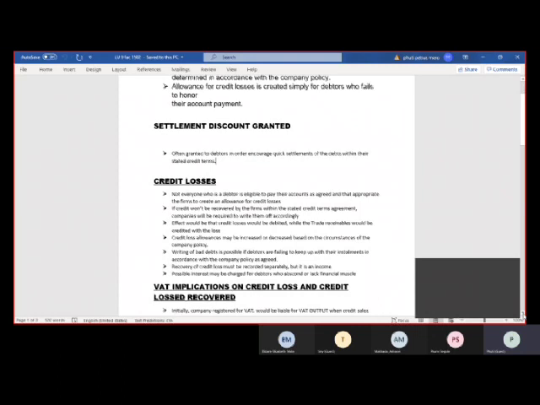Okay. Credit losses. Not everyone who is a debtor is able to pay the accounts as agreed, and that requires firms to create an allowance for credit losses. Most of us would just create an account for the sake of creating it, but most of the time we don't manage to pay on time. Right, and if the credit won't be recovered by the firm within the stated credit terms agreement, companies will be required to write it off accordingly.